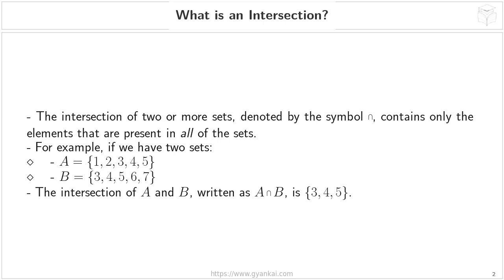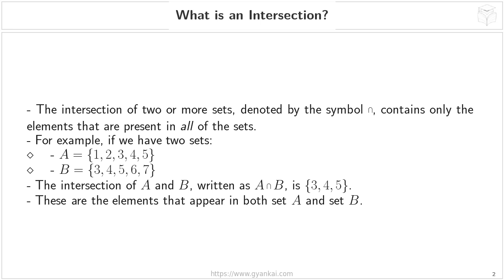Therefore, the intersection of A and B, which we write as A intersection B, using that symbol we just learned, is the set containing 3, 4, and 5. So, A intersection B equals the set containing 3, 4, and 5. Essentially, these are the elements that show up in both set A and set B. This is the core idea of intersection, and we'll see how this translates visually into Venn diagrams on the next slide. Make sure you understand this concept before we move on, as it's fundamental to everything else we'll be covering.